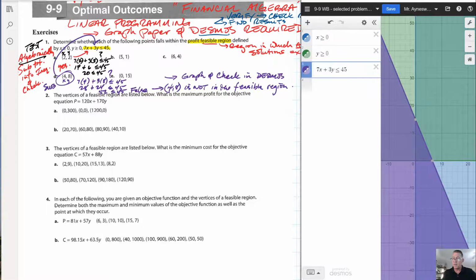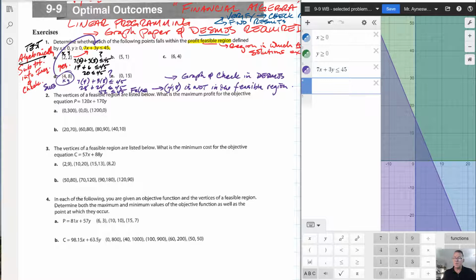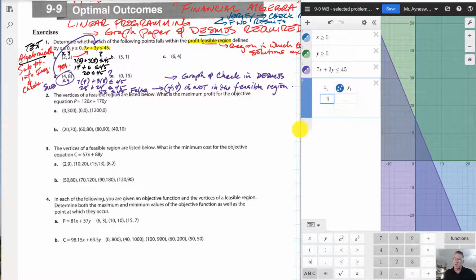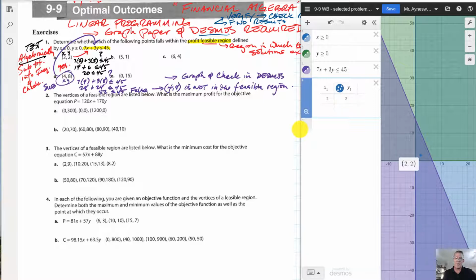Well, to do that, you just set up a table of values. This is cool. So you plot the points. So 2, 2, and notice that's in the feasible region right there. See? It's inside. So we said algebraically it satisfies the inequality. Well, guess what? It's inside the feasible region. And that's why we ended up with a true statement here: 20 was less than or equal to 45 in part A. So 2 comma 2 is inside the feasible region.